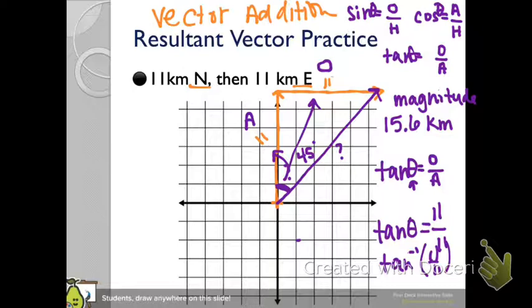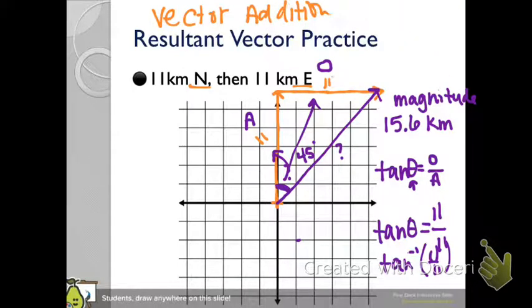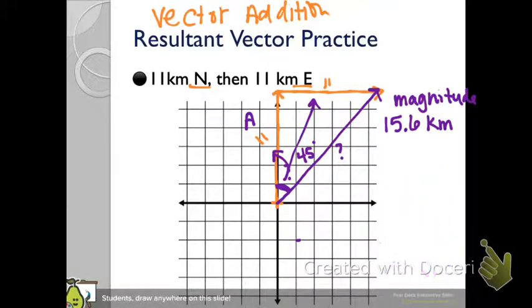Okay, so we're almost done with our answer here. Our final answer for our displacement has to be magnitude and direction. So we have our displacement 15.6 kilometers at 45 degrees. What? 45 degrees in what direction? Right? Here's our cardinal directions. North, east, south, west. So which direction did we leave? We leave 45 degrees, but where? Which direction?